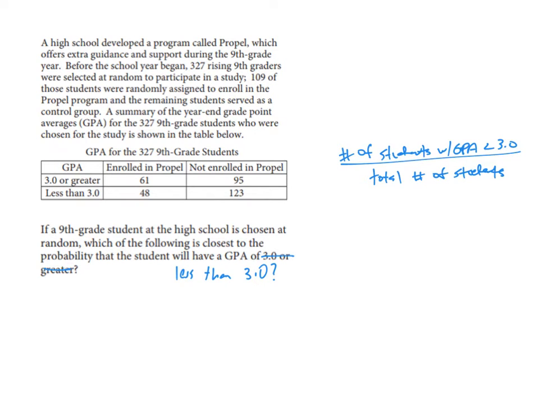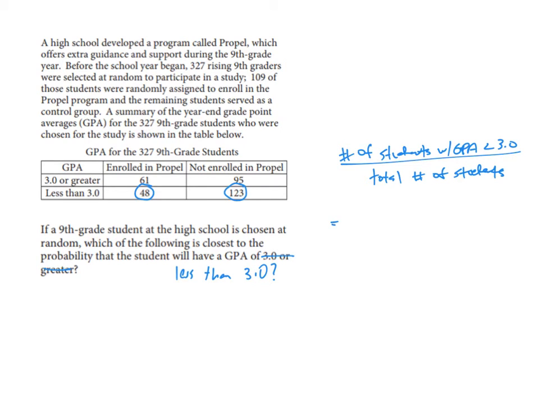Now, for this particular problem, students are broken up into two different categories. Either they're entered into the Propel program or they're not. If you read through this question, whether or not you're enrolled in Propel does not really matter for the question that we're trying to answer. And so when I look for students that have a GPA of less than 3.0, I'm looking at the number of students that are enrolled in Propel and the number of students that are not enrolled in Propel for my numerator.